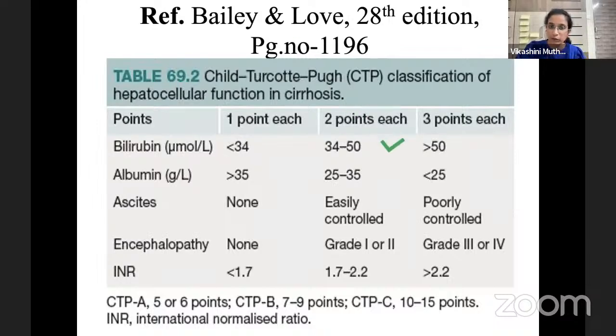The patient's bilirubin was 50, so he gets a point of 2. Albumin of 35, again he gets a point of 2. INR was around 1.89, so again he gets a point of 2. So totally 2, 4, 6. But here you should not miss out ascites and encephalopathy. Even though the patient does not have ascites and encephalopathy, he gets a score of 1 for each. So 2, 4, 6 plus 1 plus 1. Totally it's 8. So it belongs to class B.